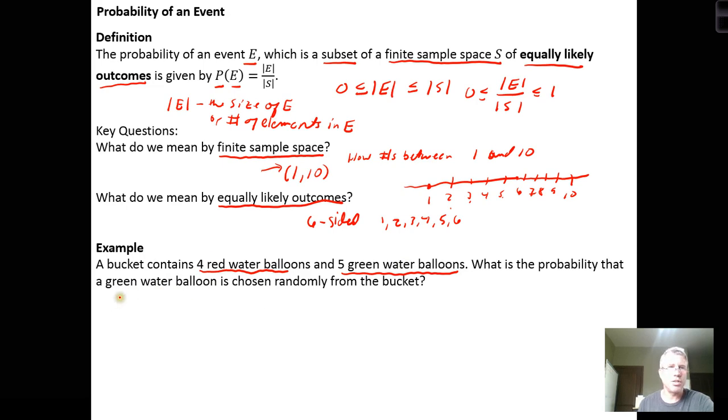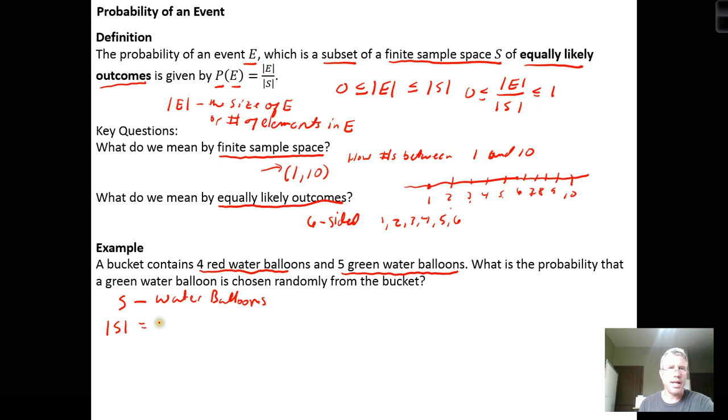So first you need to identify what's the sample space that we're talking about. And the sample space is just all of the water balloons. All the water balloons in the bucket consist of the sample space, which means that the size of the sample space is going to equal the red balloons plus the green balloons.